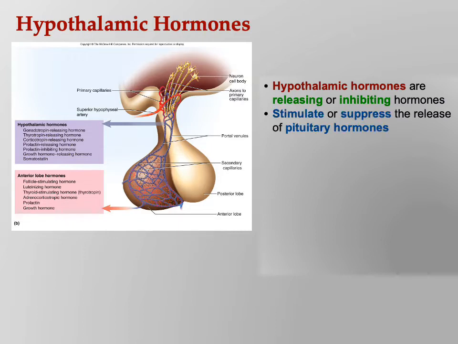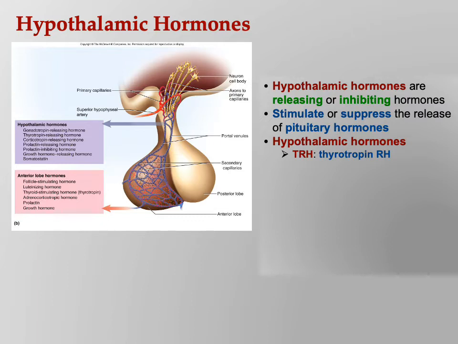So we have here hypothalamic hormones, which are all either releasing hormones or inhibiting hormones. Releasing or inhibiting what? The pituitary. So hypothalamic releasing hormones tell the pituitary to release pituitary hormones. Hypothalamic inhibiting hormones tell the pituitary don't release those hormones. Okay? So hypothalamic hormones, let's start taking a look at them.